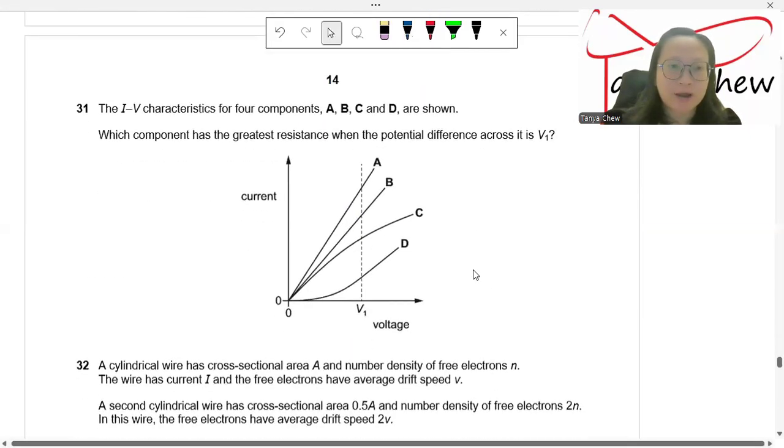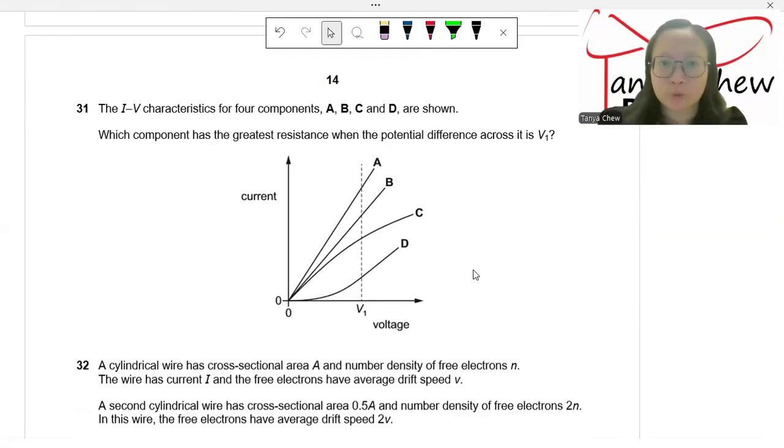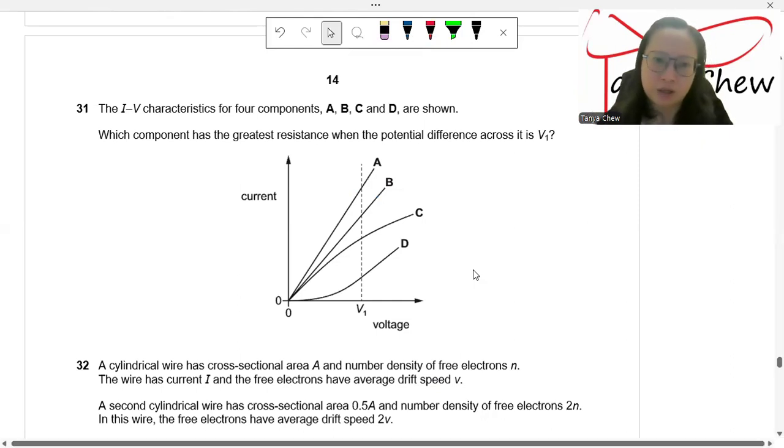Question 31. The IV characteristics of 4 components A, B, C, and D are shown. Which component has the greatest resistance when the potential difference across it is V1? So since they have the graph given here, actually the resistance is being calculated from the ratio of the voltage to current.